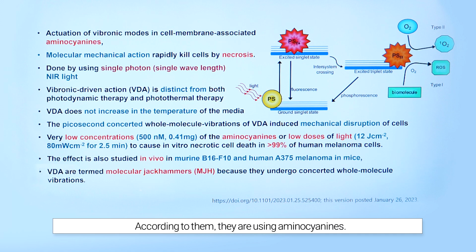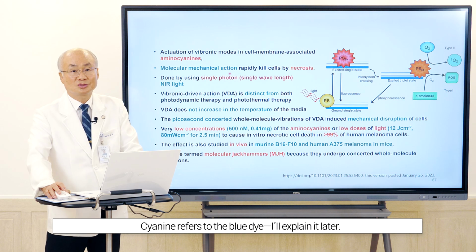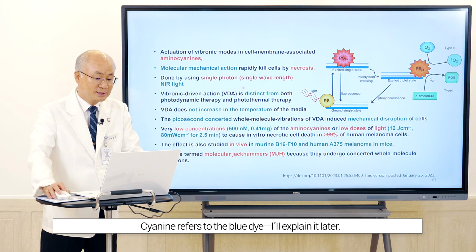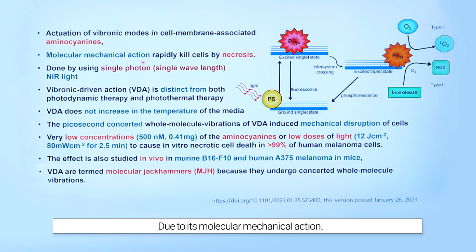According to them, they are using the aminocyanine. Cyanide means the blue; later I'll explain it. Because of the molecular mechanical action, it will kill easily and very rapidly by necrosis. They are using the single photon. Also, the aminocyanine concentration is very low, and the low dose of light was very effective in vivo. Yeah, molecular jackhammer.